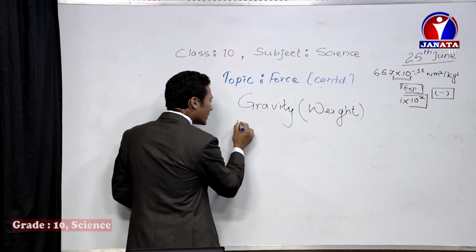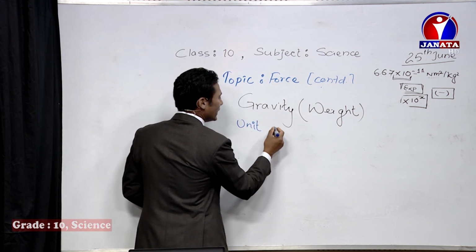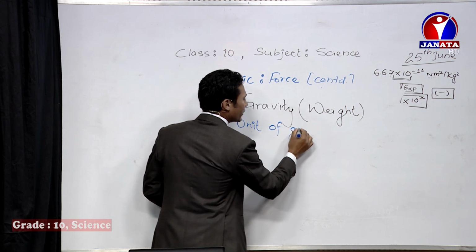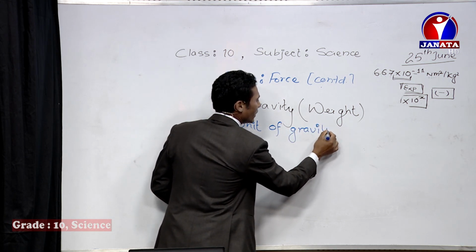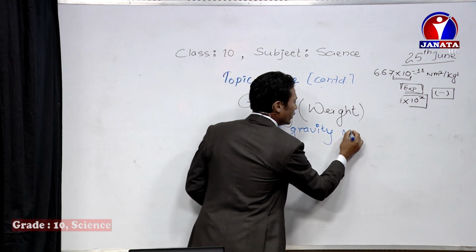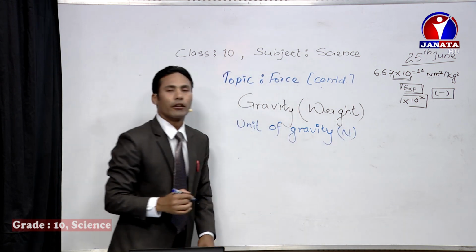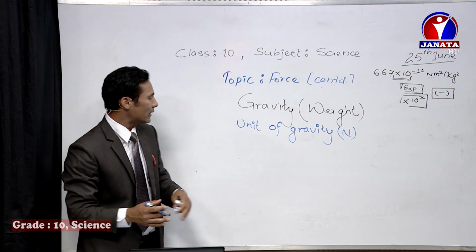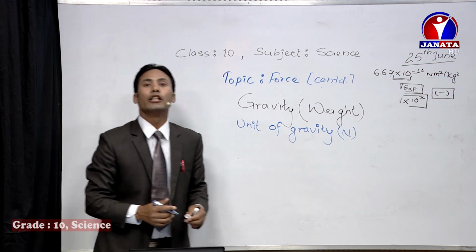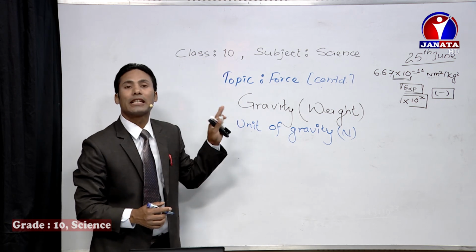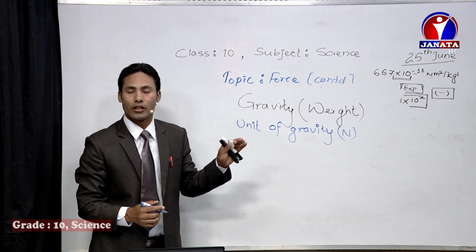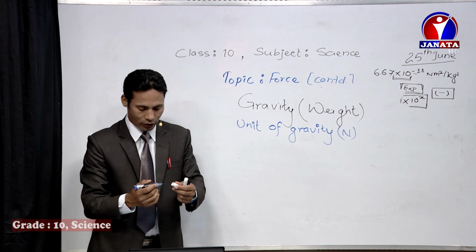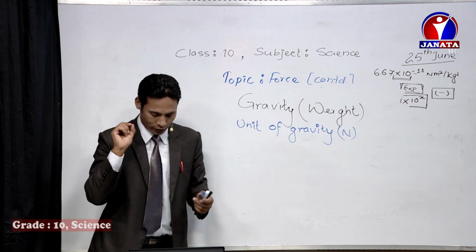Okay? So what is the unit of gravity? The unit of gravity is Newton. Okay, so weight and gravity are similar things, so the unit of gravity is the Newton. Now it is the special condition of the gravitational force, Newton's universal gravitational force. That's why let's derive for this also.